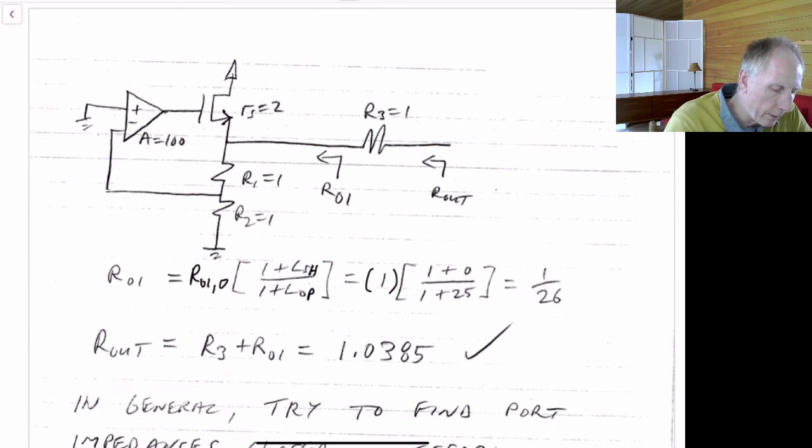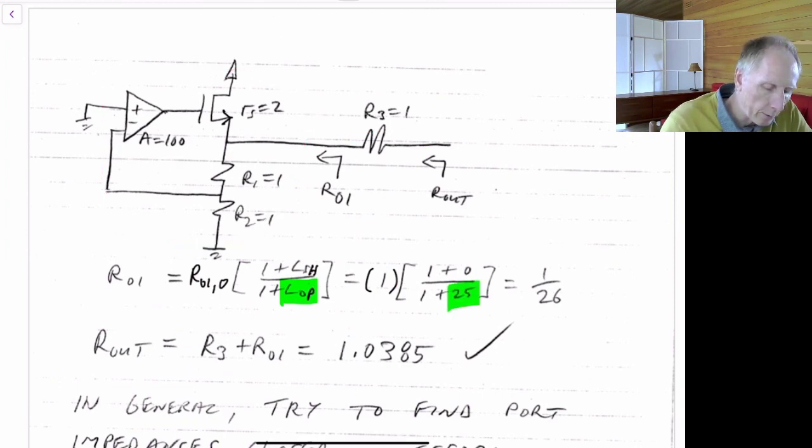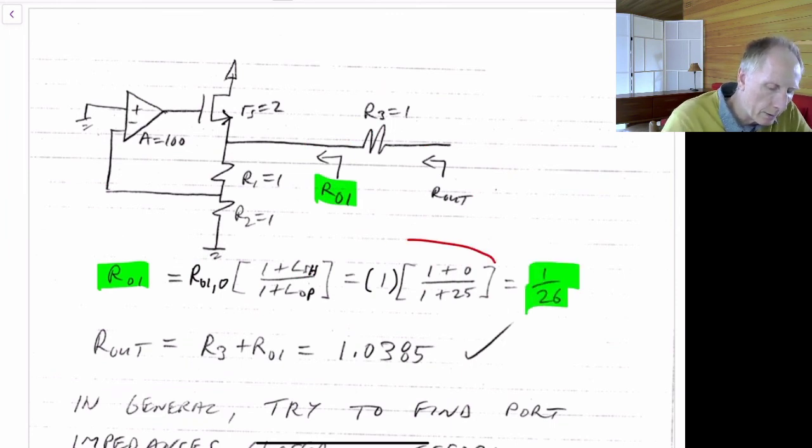We have that L sub SH, when I short this, is going to make the loop gain go to 0. So this term here goes to 0. So we have 0 here. The loop gain, when it's open circuited, is the same one that we've seen before. In this case, that's equal to 25, because we're using a value of A equal to 100 here. So we can quickly find that this R01, this impedance, is just 1 over 26, just using this equation here.